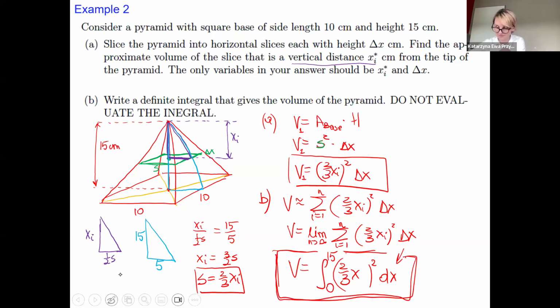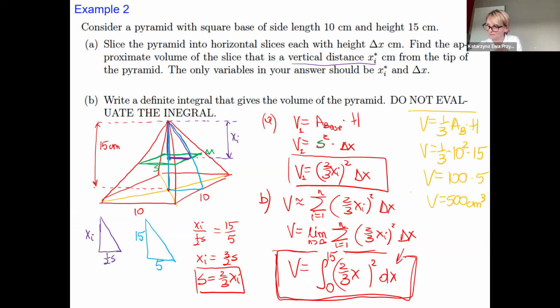Let me write here: volume is 1/3 the area of the base times the height. The area of the base is 10 squared, which is 100, and the height is 15. Dividing 15 by 3 gives 5, times 100 is 500 cubic centimeters. Actually, am I right? Divide by 3, 5 times 100, 500. Yes, the answer is 500.